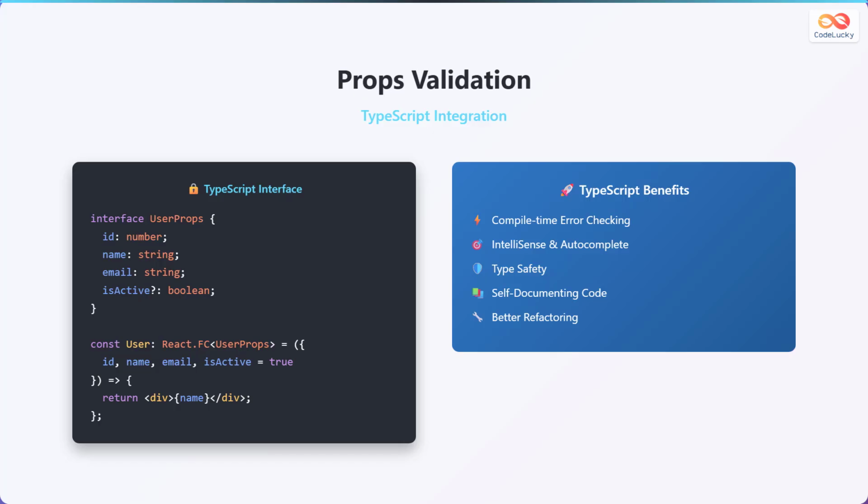Let's see how we can validate props using TypeScript. On the left is the code snippet, which shows a TypeScript interface. The interface defines the types of props a component should receive. On the right are the benefits of using TypeScript.